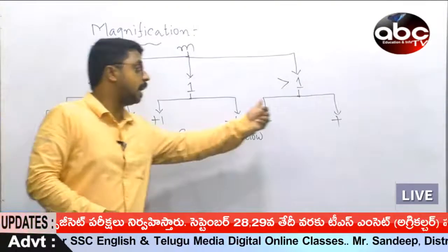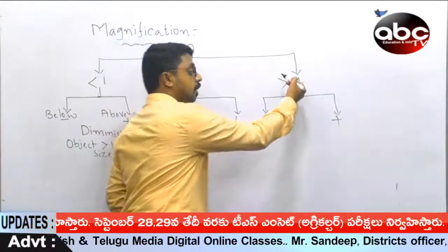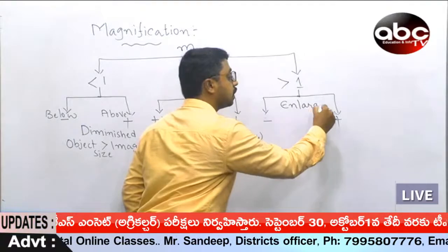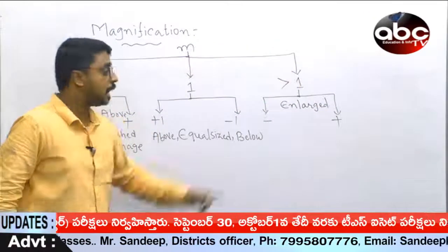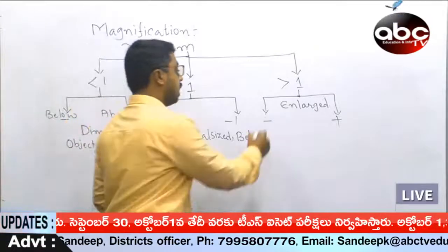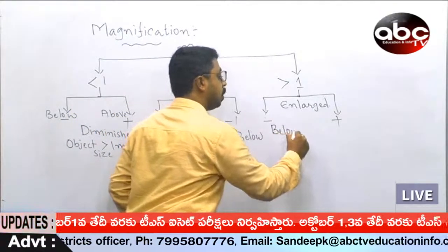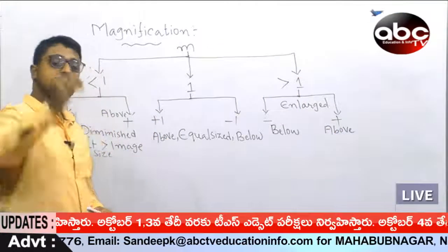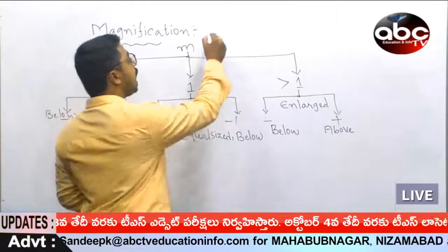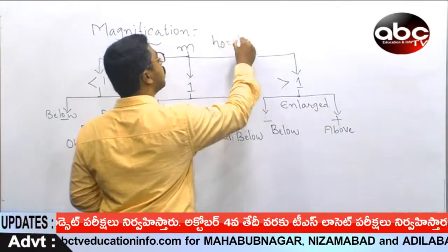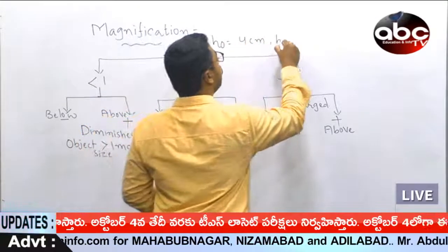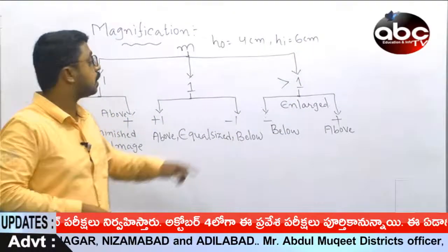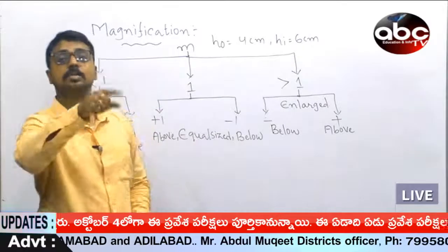Whereas, if you take an example here, greater than 1 indicates it is an enlarged image. The image appears bigger, that is what we can say here. Here also, if it is minus it is below, if it is plus it is above. For suppose, let me take an example. Height of object is equal to 4 centimeter, height of image is equal to 6 centimeter.